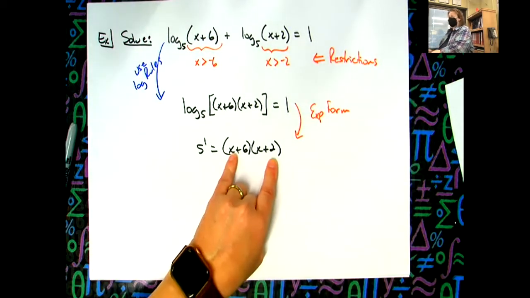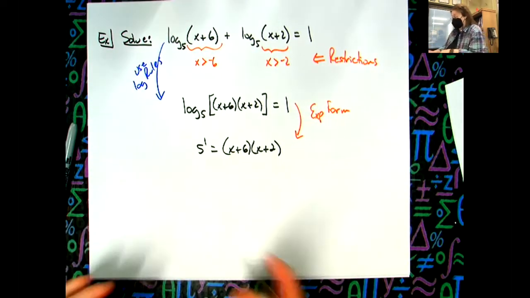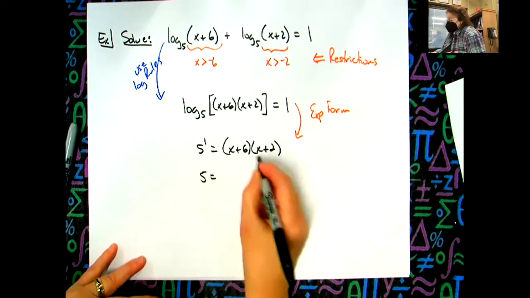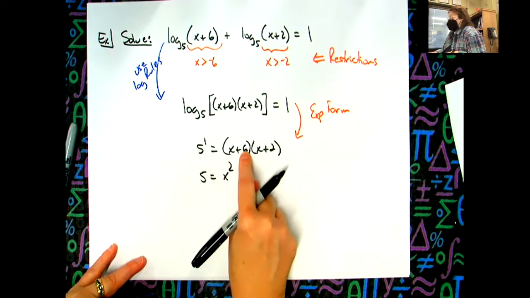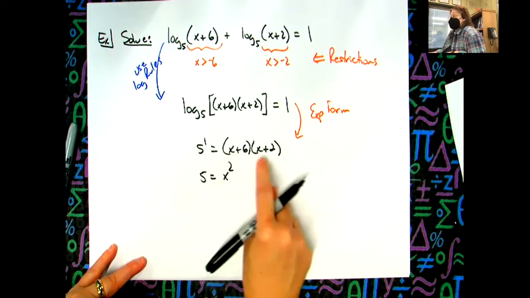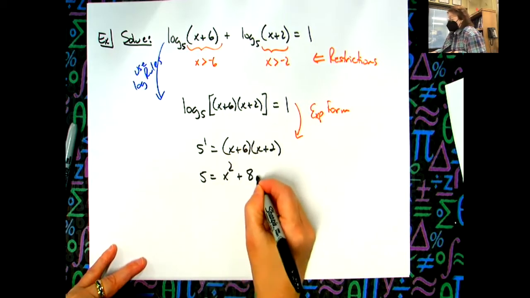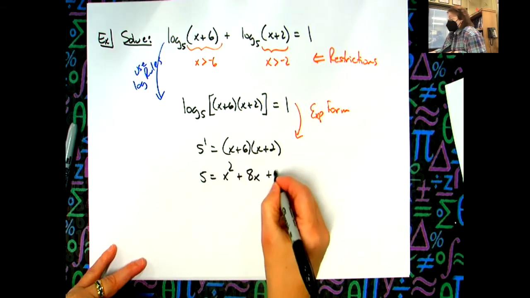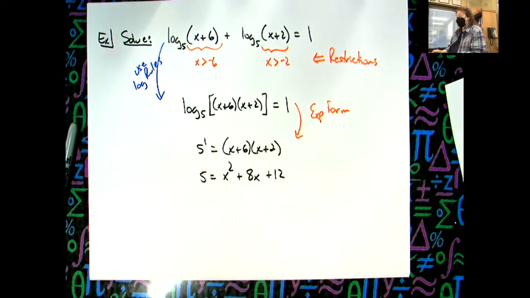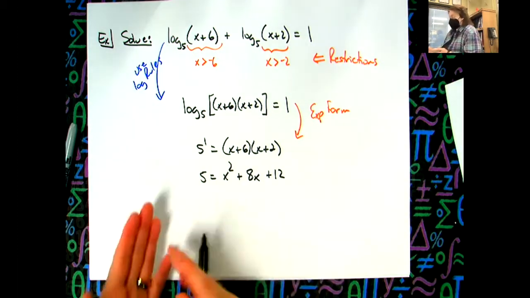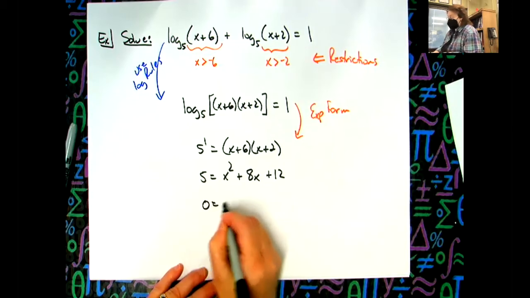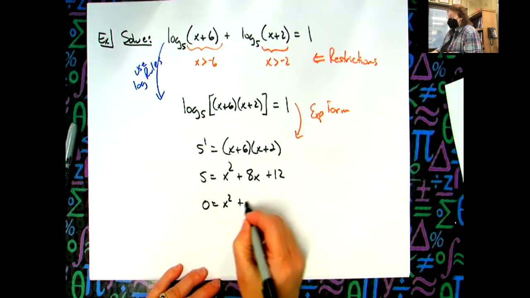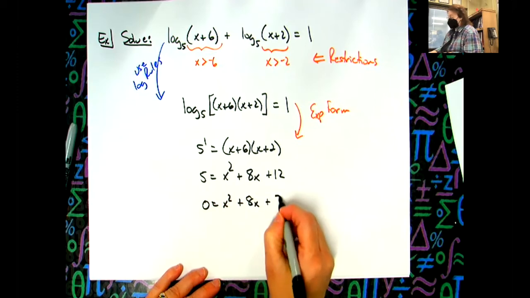On the right-hand side, can I FOIL that out? I'm going to end up with a quadratic. So let's FOIL it really quick. X squared. Can I do the next two in my head? 6x plus another 2x is going to give me an 8x. And then 6 times 2 is going to give me a 12. And then to solve a quadratic equation, everything needs to be on the right-hand side or the left, but I'm going to leave everything on the right. So I'm going to subtract 5 from both sides. So x squared plus 8x plus 7.